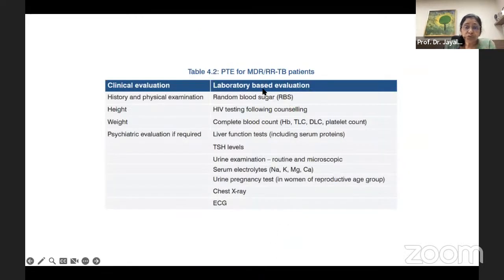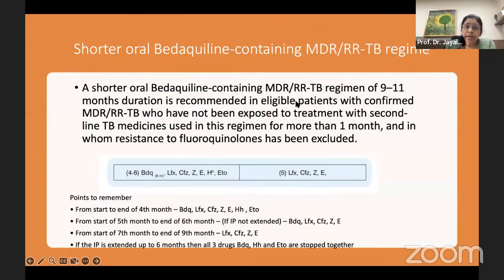So basically, we need to check sugar, check for HIV, do the complete blood count, liver function test, thyroid test, urine examination, electrolytes, pregnancy test, chest X-ray, and ECG. A shorter bedaquiline-containing regimen of 9 to 11 months is recommended in eligible patients with confirmed MDR or rifampicin-resistant TB. Now we used to have TB treatment, especially for MDR TB, lasting 18 months to 24 months with 6 months of injections. Nowadays, injections are not recommended, and patients are recommended to have just 9 to 11 months of treatment with the advent of bedaquiline.